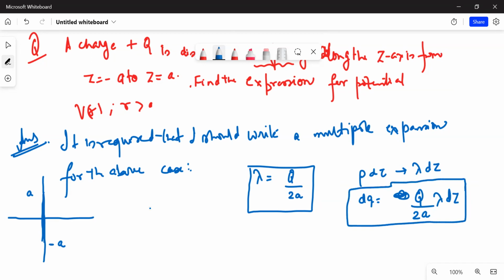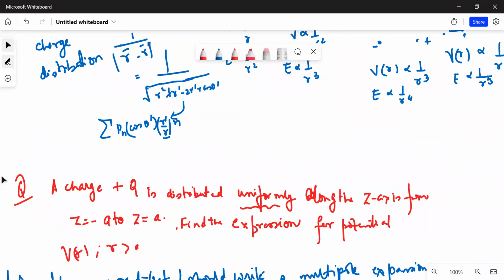And all other things would remain same. Do you understand? मतलब क्या करना है? यहाँ से origin पकड़ा, यहाँ से एक छोटा सा dq एलिमेंट लिया, वही r dash और वही r, एक एंगल यहाँ थीटा डैश लिया, ये dq अब कैसे एक्सप्रेस होगा? Q upon 2a lambda dz. So everything would remain same.